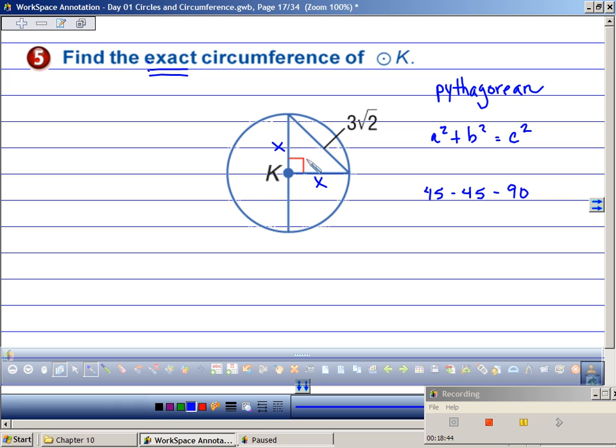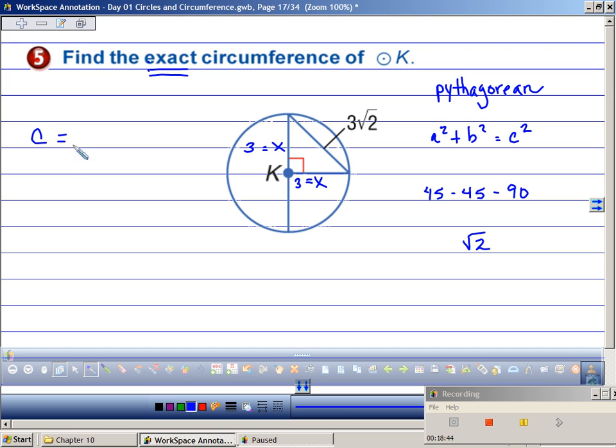If it's a 45, 45, 90, isn't the hypotenuse always larger by root 2? So isn't each one of these 3? It pays off to know your previous chapters. Right? If you know your 45, 45, 90, you don't even have to do the Pythagorean theorem. You can say, it's 3 because the hypotenuse is larger by root 2. So now I know the radius.